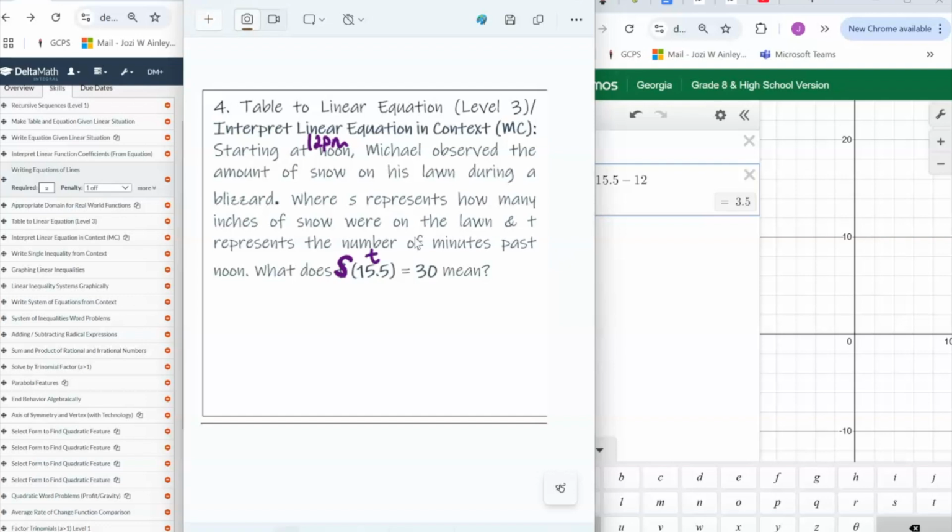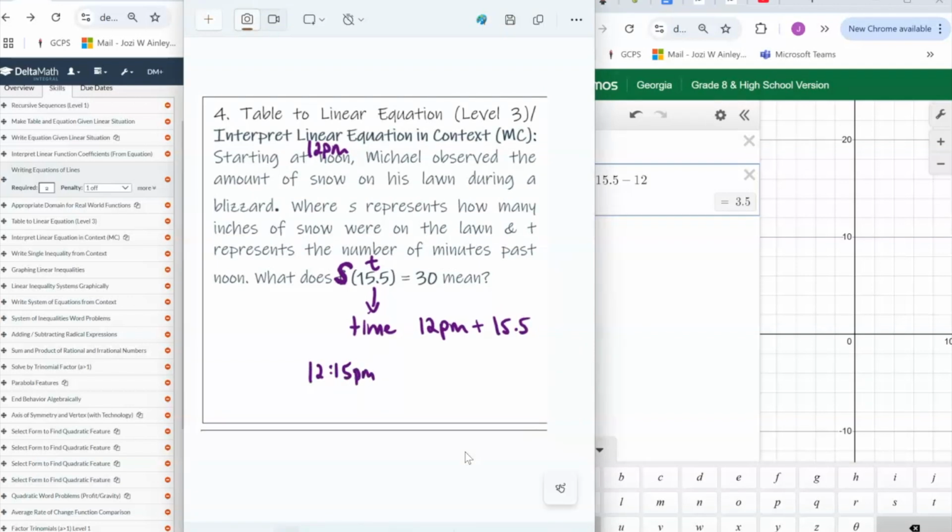Okay. What does this mean? So we know that this is my time, okay, and it says that T represents the number of minutes past noon. So my time starts at 12 p.m. and we're going to do 15.5 minutes past noon. Okay, so 15.5 after noon. So basically this is saying, what's 15.5 minutes after noon? That's going to be 12:15. This is interesting.